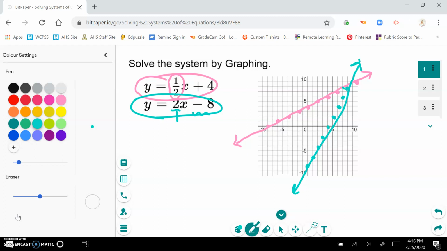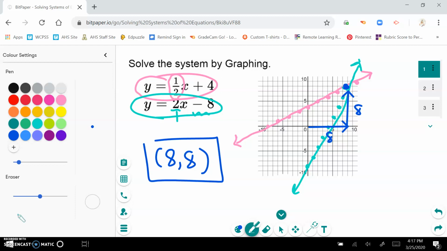Once you've graphed your 2 lines, you want to look and see where they intersect. I see that it's right here on my very poorly drawn lines. I guess I could have used this tool here to make myself a nice straight line, but it's fine. We go over this many and then up this many. When you count that out, it is over 8, up 8. So our answer is (8, 8).